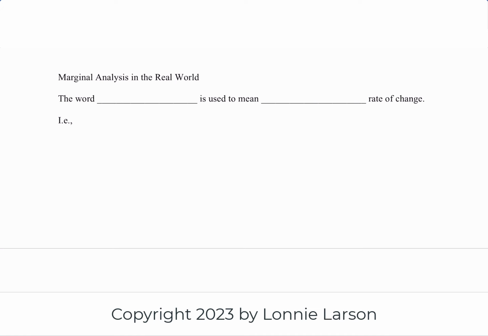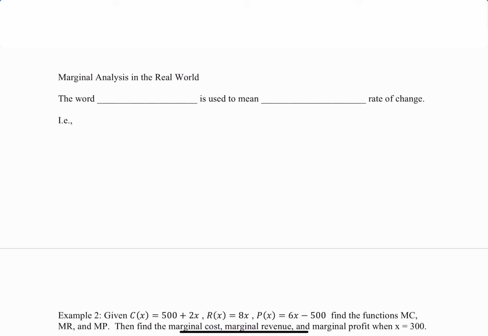Hopefully you feel like that idea of marginal functions was pretty straightforward, just subtracting two function values. The bad news is that even though that is the idea of marginal analysis, that's not how it's actually performed. And the way it's performed is going to feel probably less straightforward to you. But let's jump in. Marginal analysis in the real world.